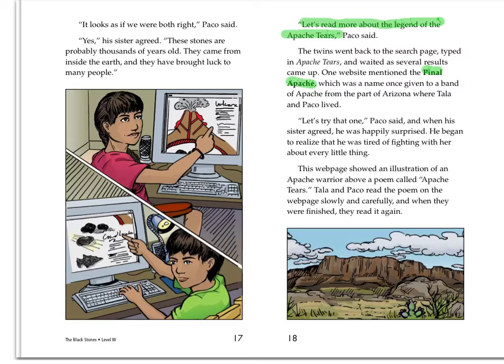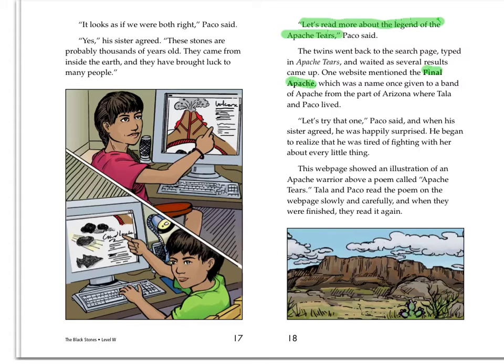Yes, Emmett. It said, let's read more about the original Apache Tears, and the twins went to Apache Tears instead of just saying no. So what does that make you infer? They will get along more better. Yeah, absolutely, because of these stones. Because of the stones. Awesome.